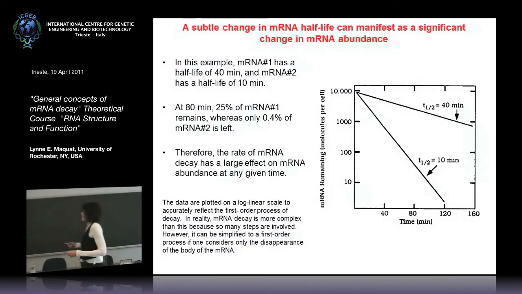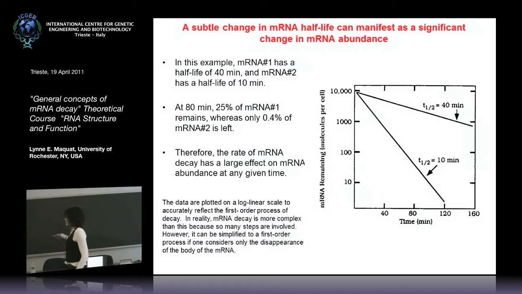This illustrates that a very small change in mRNA half-life can manifest as a rather large change in mRNA abundance. The example here is of an mRNA that has a half-life of 40 minutes compared to an mRNA that has a half-life of 10 minutes. This is providing that the transcription of the genes from which each mRNA derives is shut off, so there's no confounding further contributions to the mRNA levels in the cell.